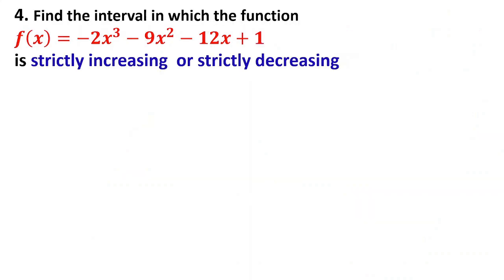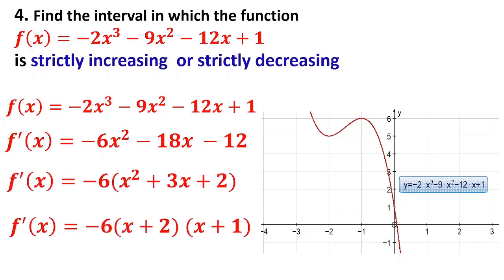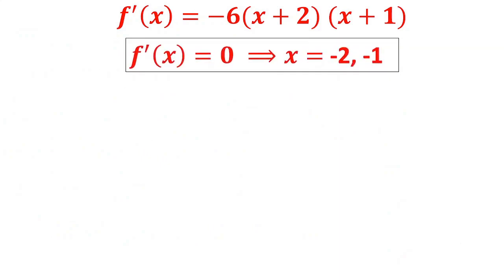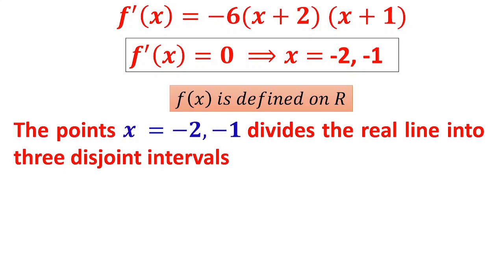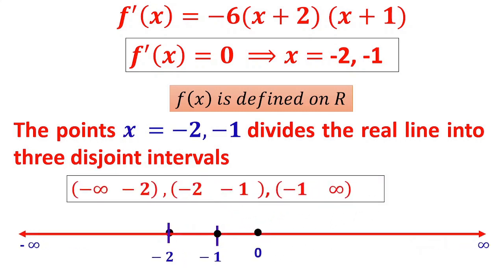Here be careful, these types of questions are very interesting. The coefficient of the highest power of the polynomial is negative. You should be very careful. Well, I am differentiating, taking minus 6 outside: minus 6 into x plus 2 into x plus 1. When I equate it to 0, I am getting minus 2 and minus 1. Therefore, it is defined on R. I am splitting it at minus 2 and minus 1: minus infinity to minus 2, minus 2 to minus 1, and minus 1 to infinity.